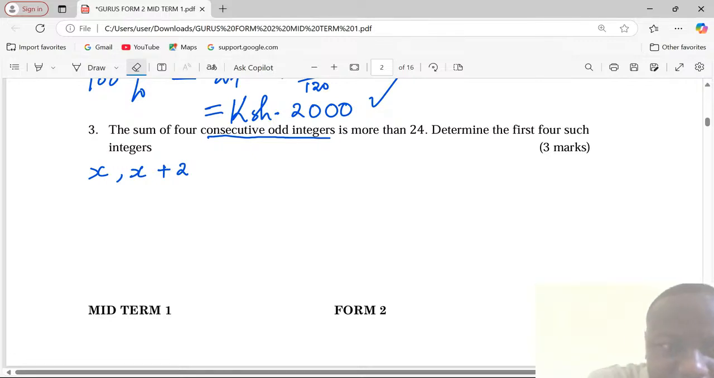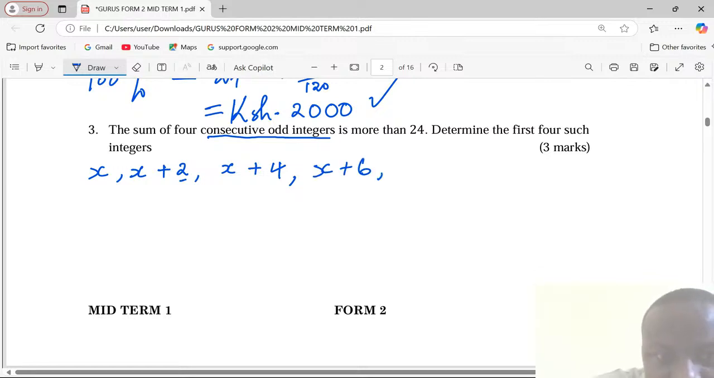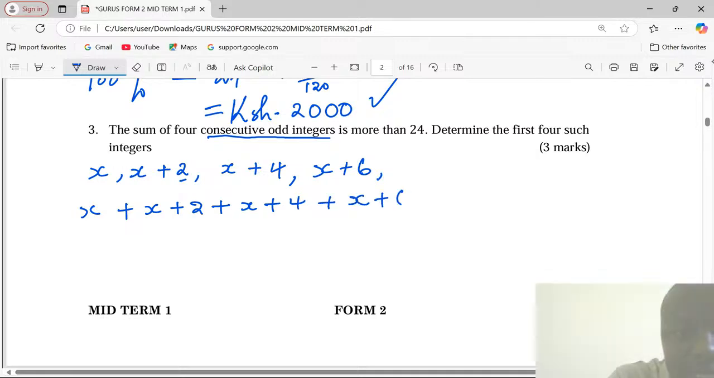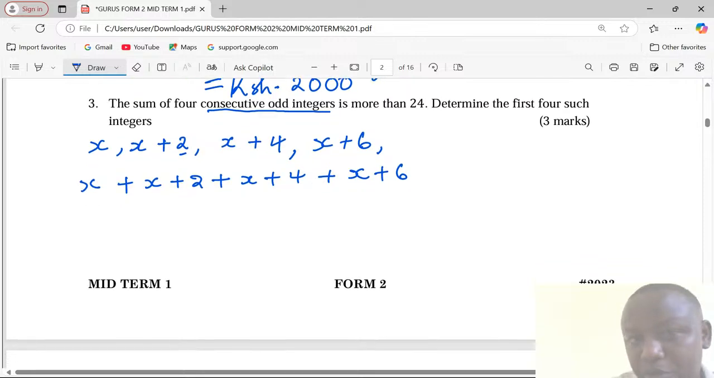So what do I mean in this case? For me to get the next, I have to add 2, so x plus 2. Then the other one, I'm also adding 2, so x plus 4, then x plus 6. These are the first 4. So when I take x plus x plus 2, then x plus 4, then x plus 6, I am supposed to get more than 24.